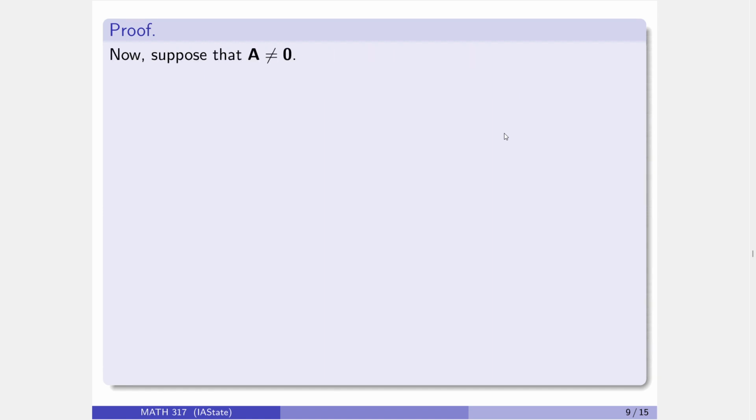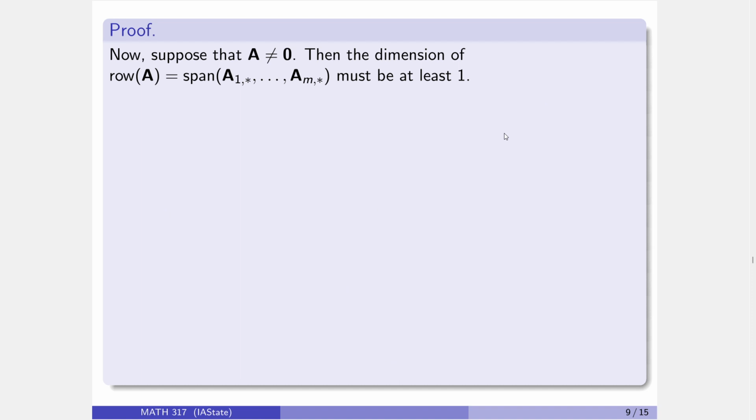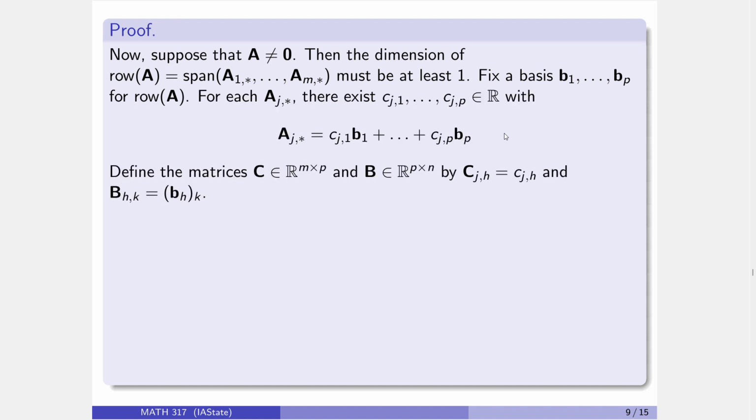Now suppose the matrix is non-zero. That means the dimension of the row space has to at least be 1, because one of those rows is non-zero, and so there's at least one linearly independent thing in there, so we can find a basis that actually has stuff in it that isn't the empty set. Alright, for each row, that means that it has to be a linear combo of these basis elements. And now I'm going to create two matrices. Matrix C, which is the coefficients that showed up here, and matrix B, which is just the matrix that has these vectors B smashed together.